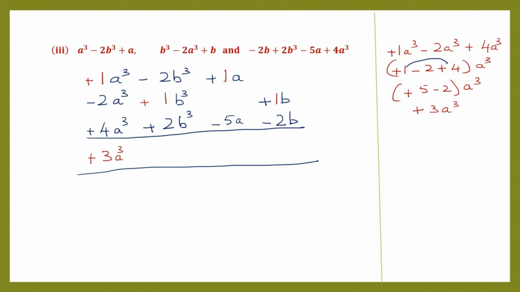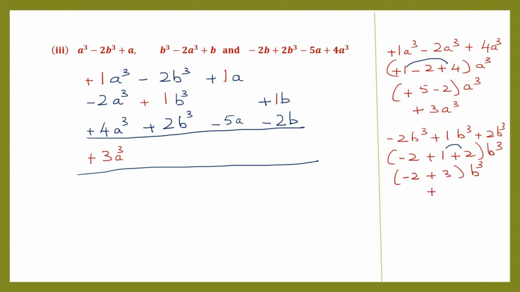Let's go on to the next part. Minus 2b cube plus 1b cube plus 2b cube. So minus 2 plus 1 plus 2b cube. Let's add up the numbers with the same sign, these two numbers. So I have minus 2 plus 3b cube. Signs are different. Put the sign of the bigger number and subtract. 3 minus 2 is 1b cube. That is plus 1b cube.